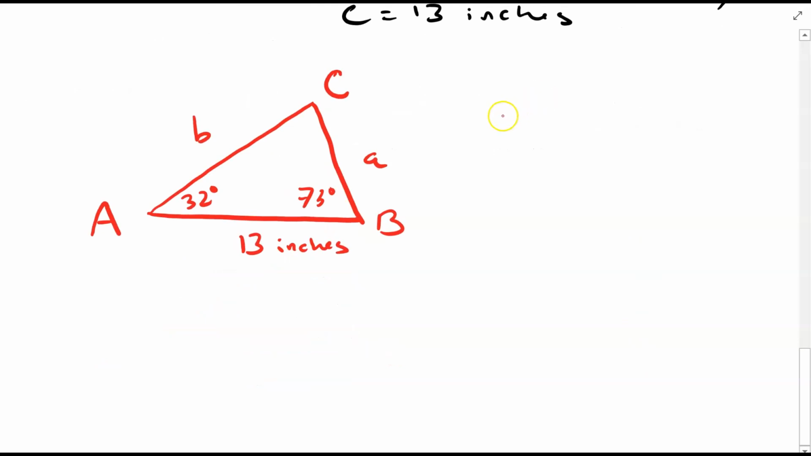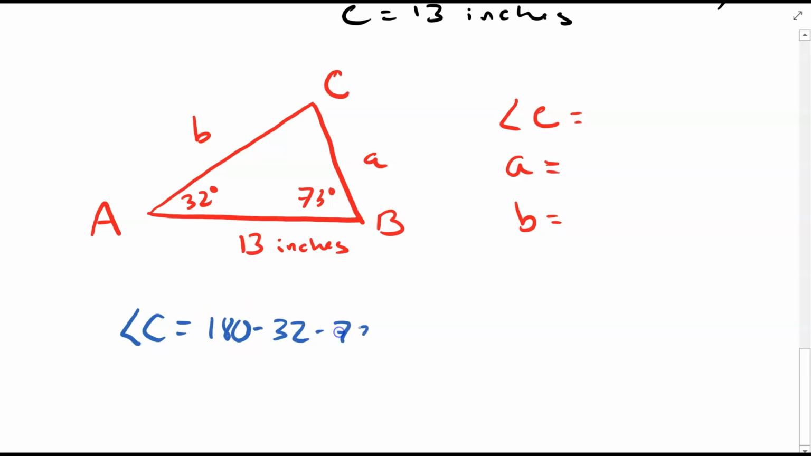So to solve this triangle, we need to get an answer for angle C, an answer for side A, and an answer for side B. Which one should we find first? Great, angle C. How are we going to find the value for angle C? Okay, good. That's a geometry theorem that hopefully you remember called the Triangle Sum Theorem. It says that the sum of the interior angles in a triangle is 180 degrees.